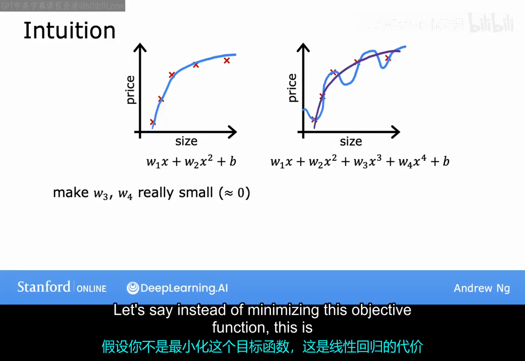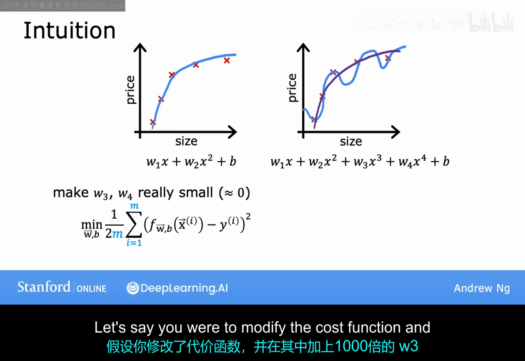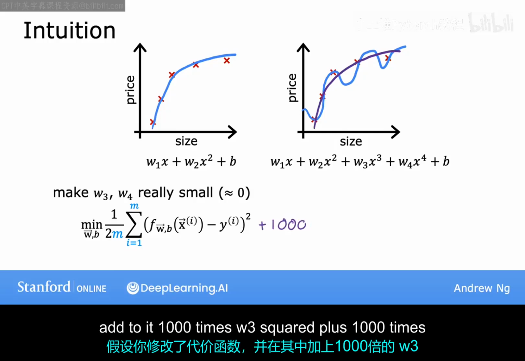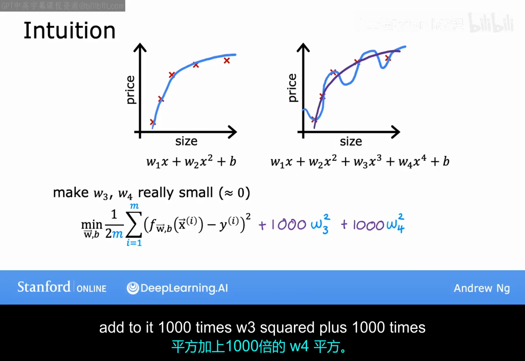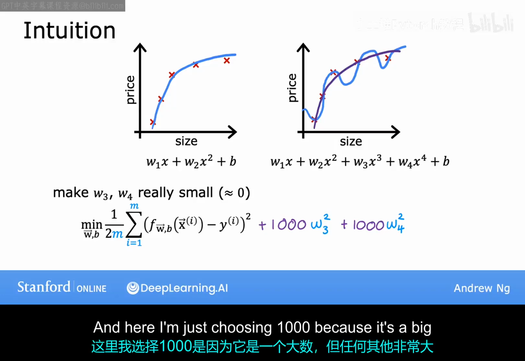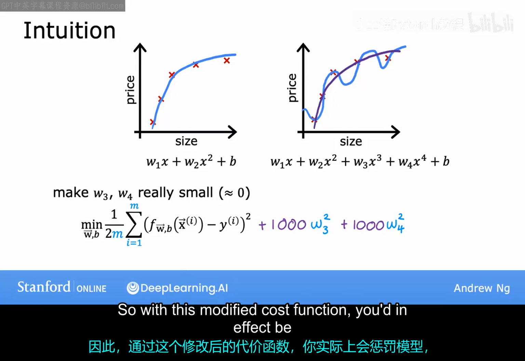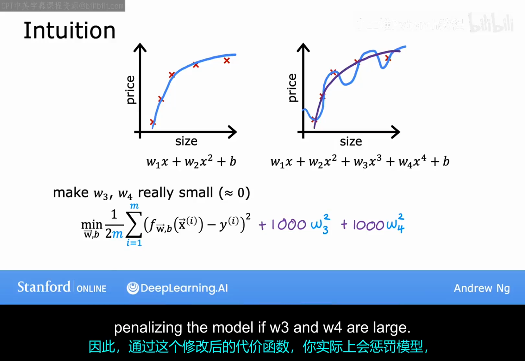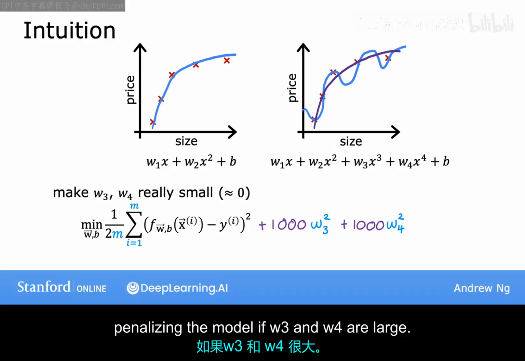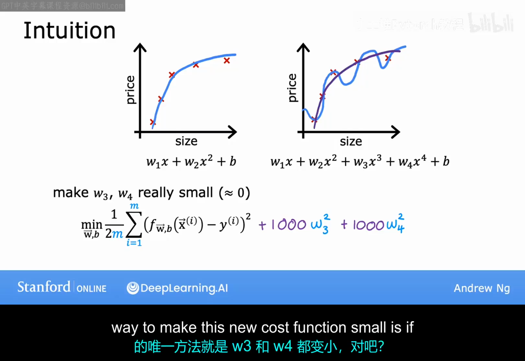Here's what I mean. Let's say instead of minimizing this objective function, this is a cost function for linear regression, you were to modify the cost function and add to it 1000 times w3 squared plus 1000 times w4 squared. I'm just choosing 1000 because it's a big number, but any other really large number would be okay. So with this modified cost function, you'd in effect be penalizing the model if w3 and w4 are large. Because if you want to minimize this function, the only way to make this new cost function small is if w3 and w4 are both small, right?